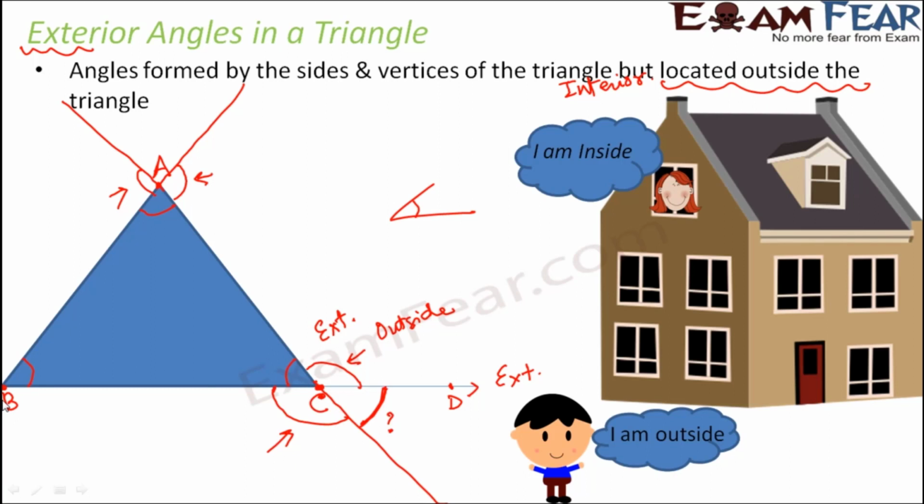So just remember these three things. An exterior angle has to be formed on the vertex of the triangle. It should be located outside the triangle. And when you look at the two arms of the angle, one arm should be a side of the triangle and the other arm should be an extended arm of the triangle. So this is how we determine which is an exterior angle in a triangle.